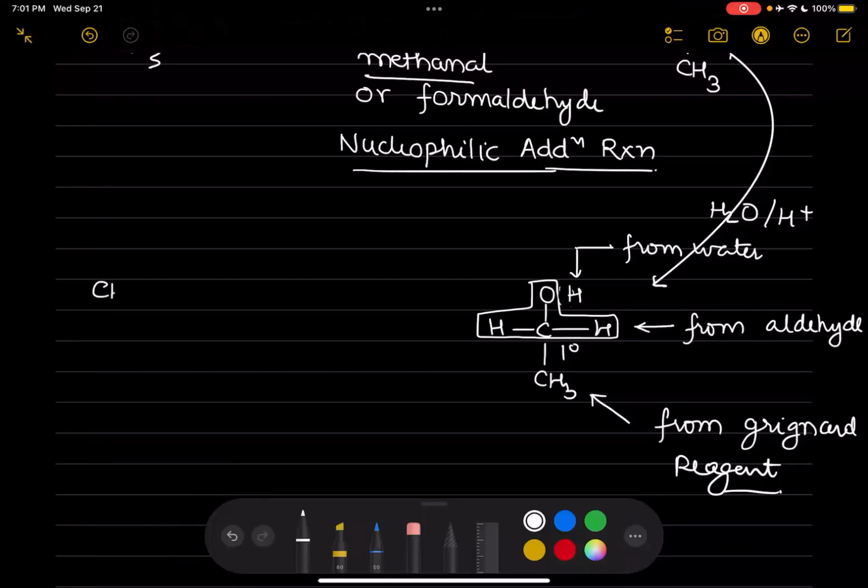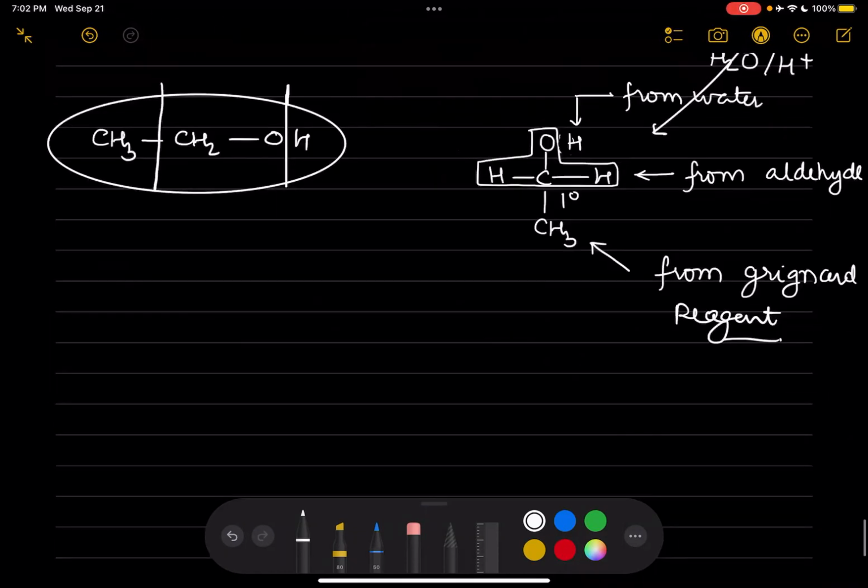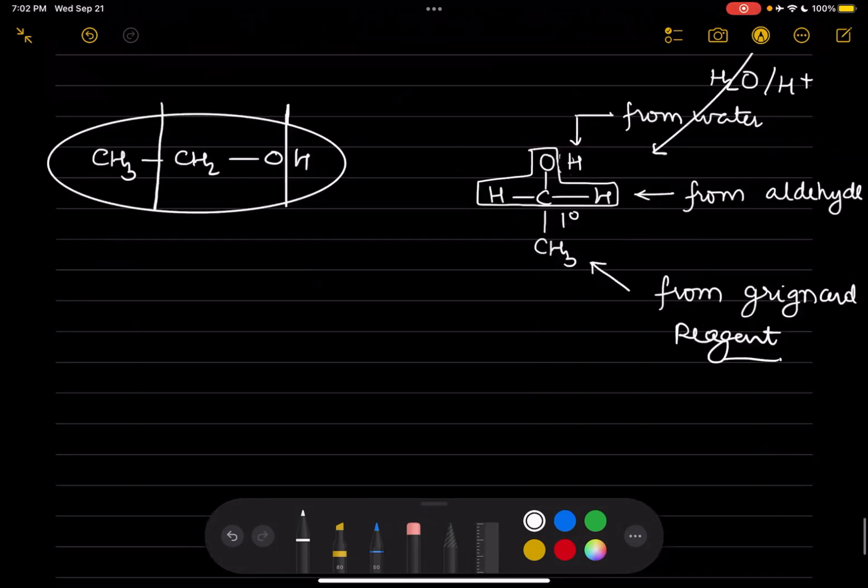Okay. This is what you are going to get. If you write it in condensed manner, this portion is from the Grignard, this portion is from the aldehyde, and the middle portion H is actually from the water. Is it clear? So let's do one question to understand in more detail. Okay, let's do one conversion.